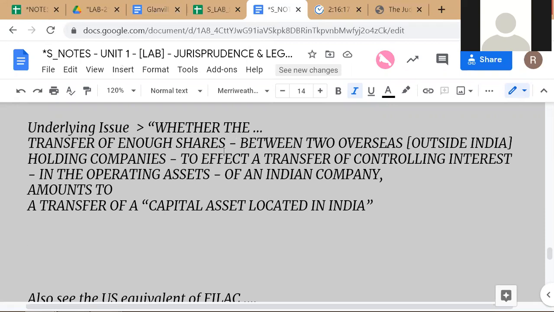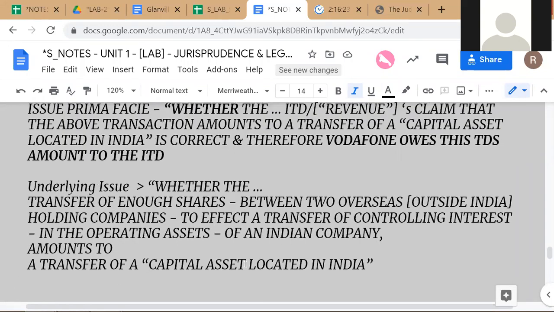So first, let's get the Indian context right, and then we'll take it to a next level of abstraction. If you wanted to apply it only in the Indian context, the underlying issue is you would say this: whether the transfer of shares like this, in this kind of transaction, amounts to a transfer of a capital asset located in India, and gives rise to a liability.